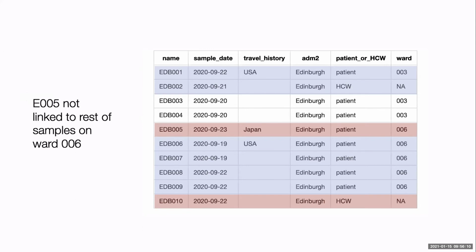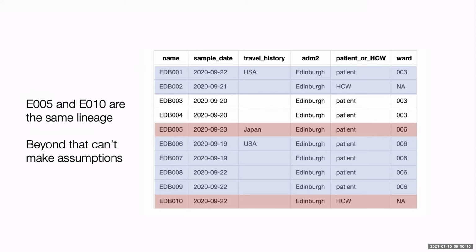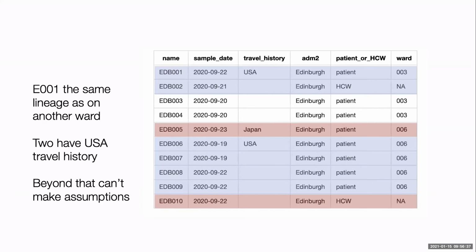So we can say that sample 5 isn't linked to the rest of the samples on ward 6. We can see that 5 and 10 are the same lineage, but beyond that, we can't make assumptions. We would need to have additional information about maybe what lineages were circulating in the area at the time. We can't infer any sort of direct transmission with that. We would want to maybe supplement that information with some more epi data.